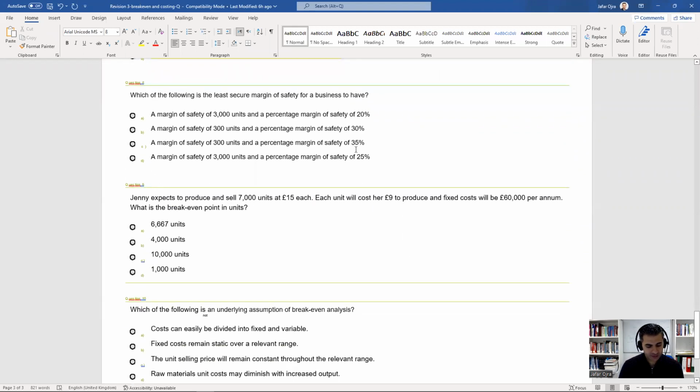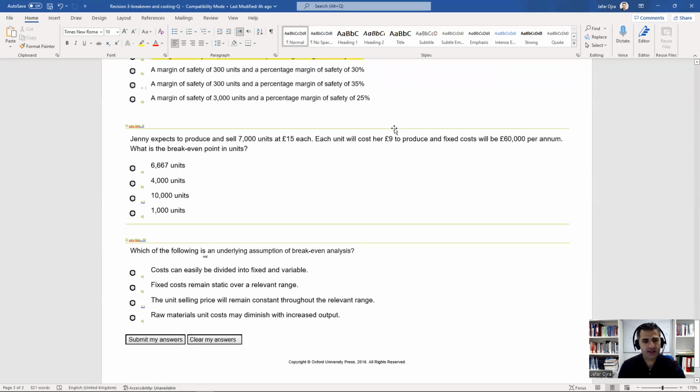Next one here. Which of the following is the least secure margin of safety? Least, so least for a business to have. Basically, margin of safety of 3,000 units and the percentage margin of safety of 20%. So that's the answer, the typical one. It's the least one anyway. So the lowest percentage margin of safety of 20% is the least secure. That's obvious anyway. Okay, let's carry on, guys.